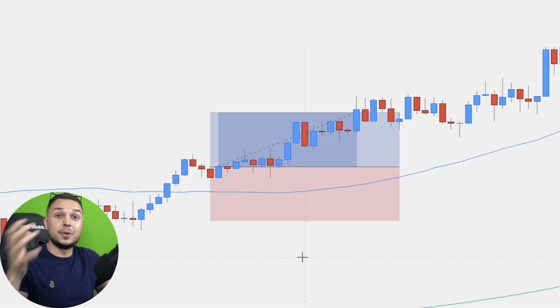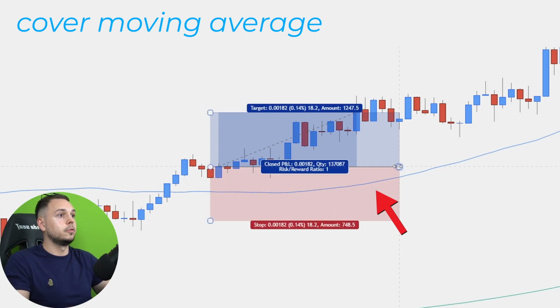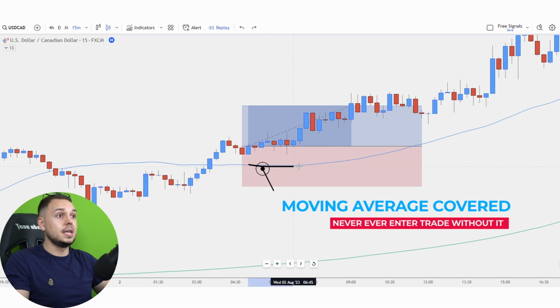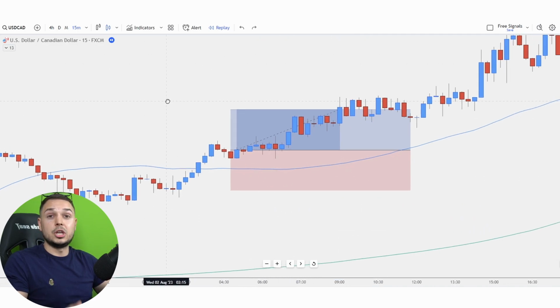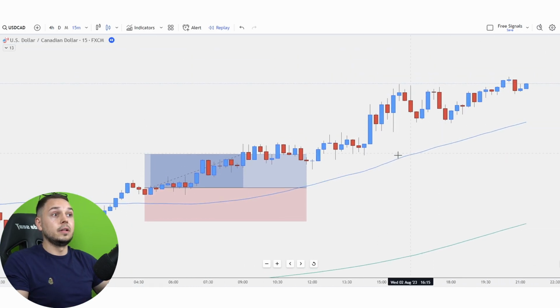However, for perfect risk management, you always want to cover your moving average with your stop loss. As you can see, the stop loss is around 18 pips. 50 moving average is inside the stop loss. We got our tweezer bottom just over here. This would have been a great entry towards the upside, and you can potentially scale this trade further and continue trading until it actually crosses the 50 moving average.